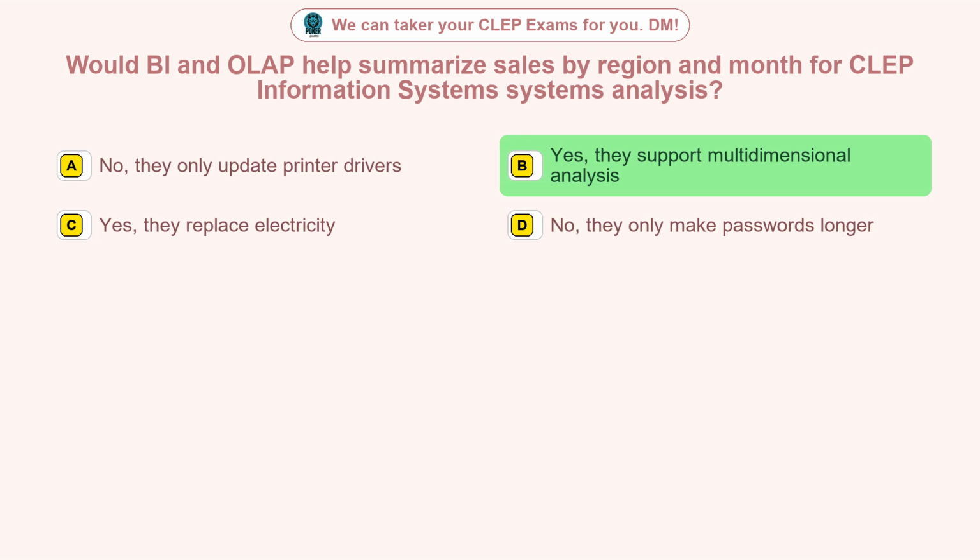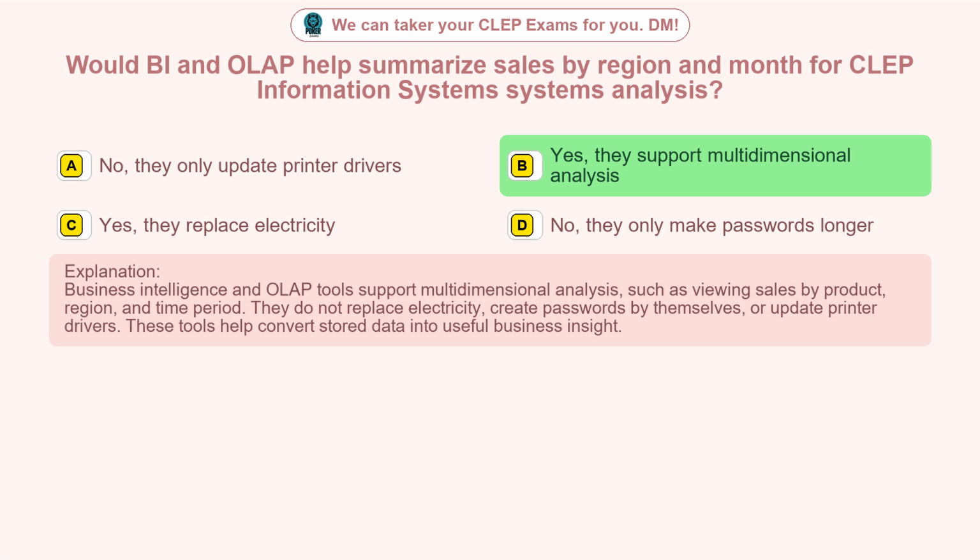The correct answer is option B. Yes, they support multidimensional analysis. Business intelligence and OLAP tools support multidimensional analysis, such as viewing sales by product, region, and time period. They do not replace electricity, create passwords by themselves, or update printer drivers. These tools help convert stored data into useful business insight.